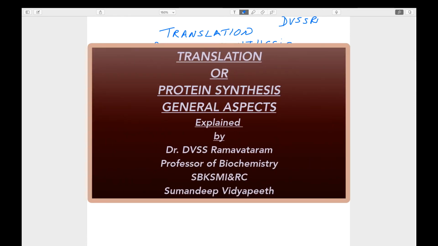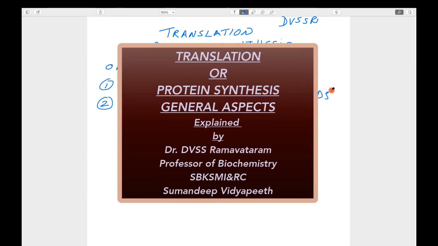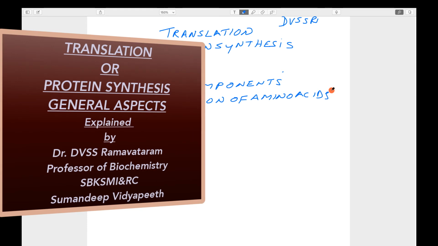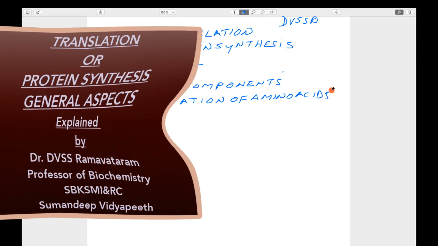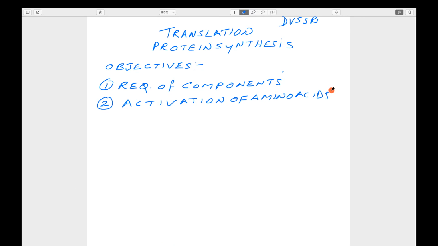In previous sessions, I have taken up various aspects of genetic code and codon-anticodon interaction. Now in this session, I'll be starting various aspects of translation. Translation is nothing but protein synthesis. At the end of the session, the learner shall be able to know the requirement of various components for the translation process and how amino acids are activated and attached to the transfer RNA.